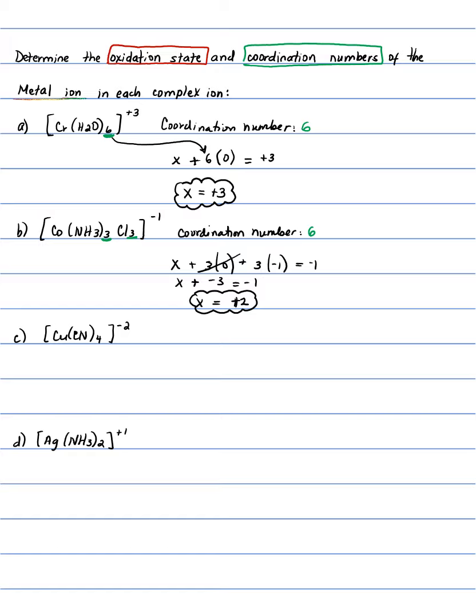And similar for silver, these last two. For the first two, we have a coordination number equal to 6. For the last two, you're going to have a coordination number that is different from 6, because you don't have 6 ligands for those two.